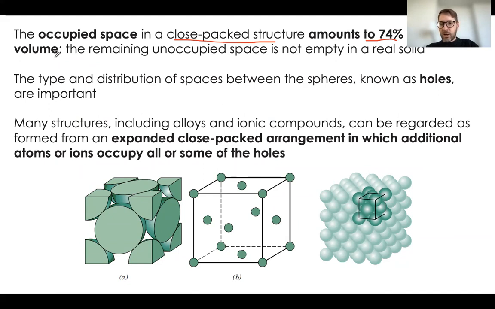So 74% of the total volume is occupied by atoms, by the spheres. This is calculated by dividing the total volume of the atoms occupied in the unit cell by the overall volume of the unit cell. But in a real solid, this remaining unoccupied space is not empty. And the type and distribution of these spaces between the spheres are called holes.